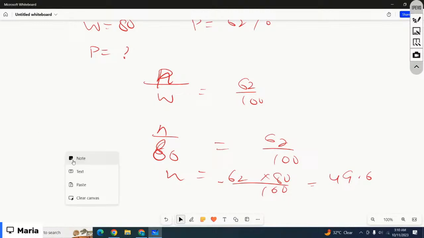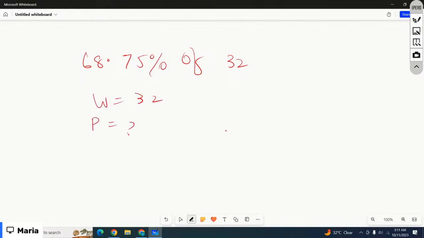Okay, let's just do another practice question. The basic thing is you need to understand the question carefully, right? For example, the next one is 68.75% of 32, right? You have to calculate 68.75% of 32. So 32 is the whole. You need to calculate the part. How much part? 68.75%, right? So just form a proportion.